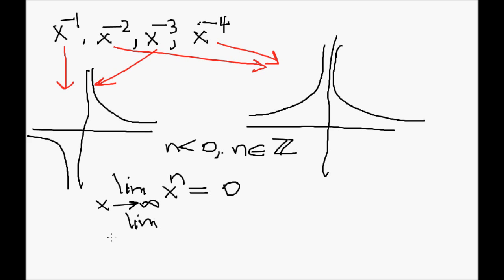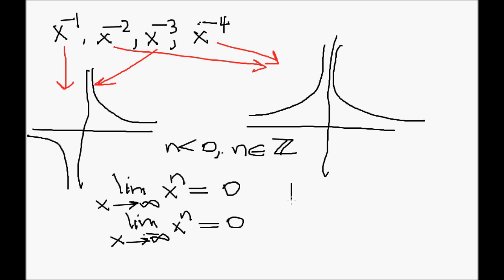Furthermore, the limit as x goes to negative infinity of x to the n also is equal to 0. And that's by looking at the graphs going this way. As x gets large, the y-coordinate gets close to 0. And as x gets large and negative, the y-coordinate is getting closer and closer to 0 again.